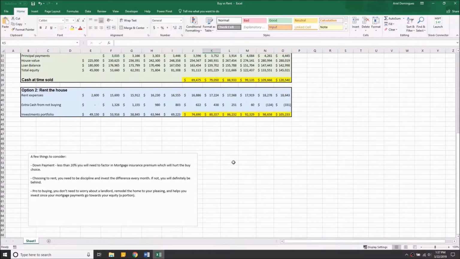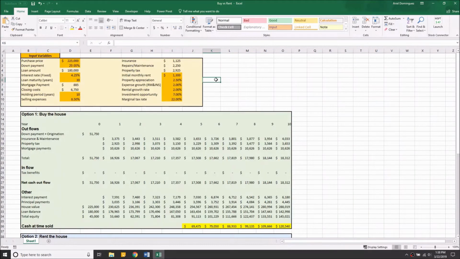A pro to buying is that you don't need to worry about a landlord. You can remodel the home to your pleasing, and it helps you invest without having to actually do investing. To put that in easier terms, if you're buying a home, you're forced to invest in the property with the mortgage payment. But if you're renting, you need to put that money on your own to work for you. So that's pretty much the buy versus rent decision.